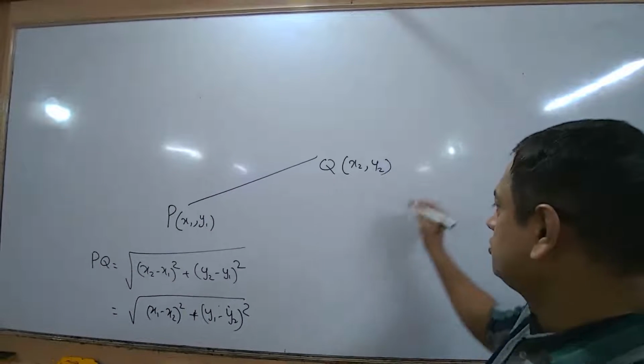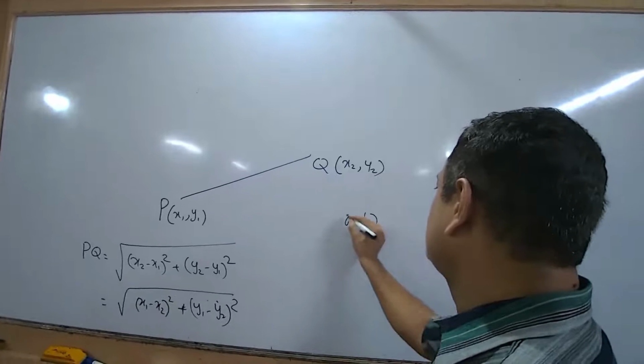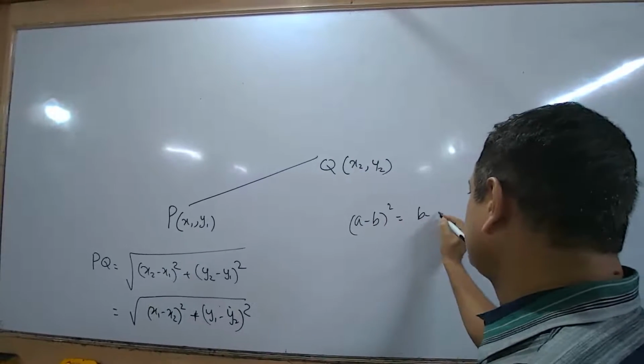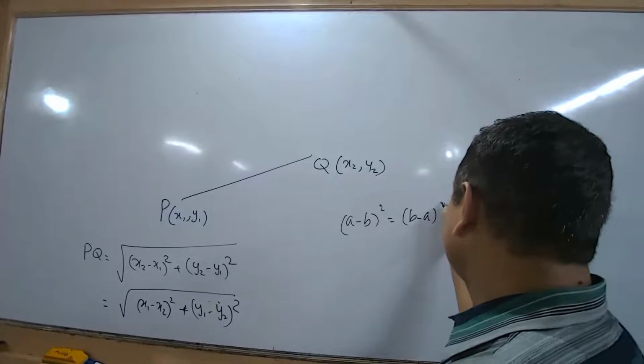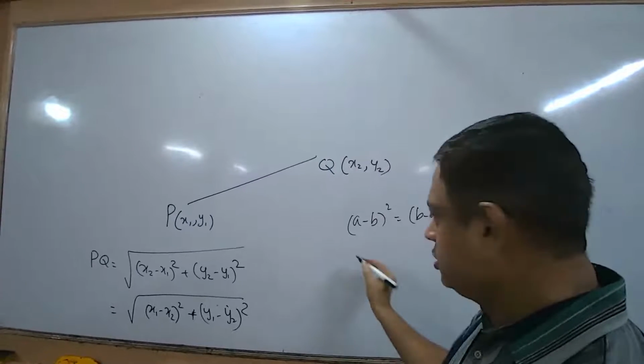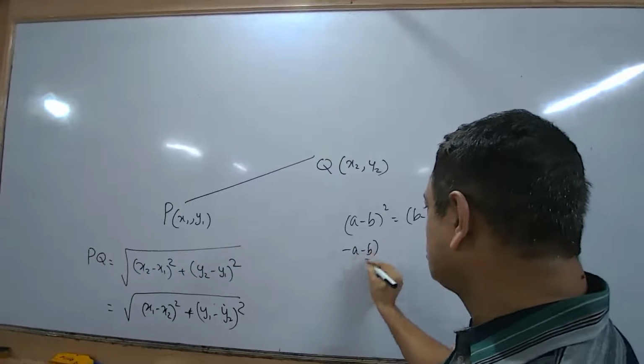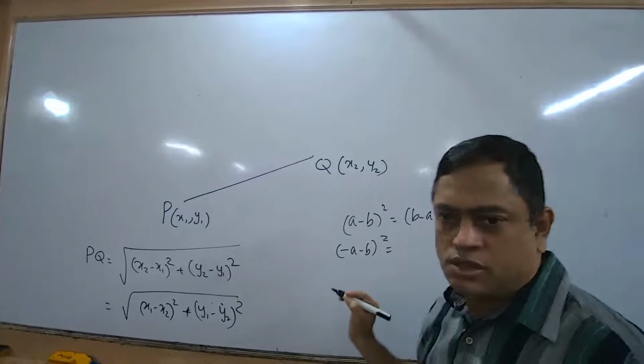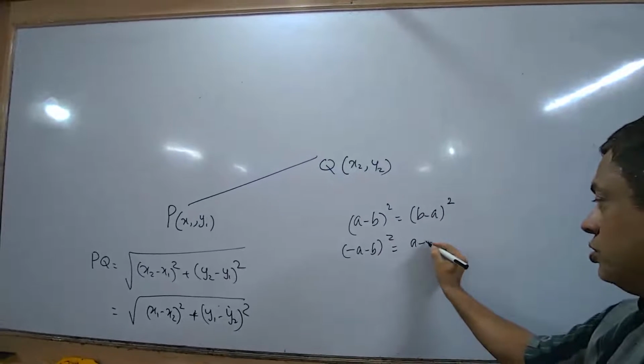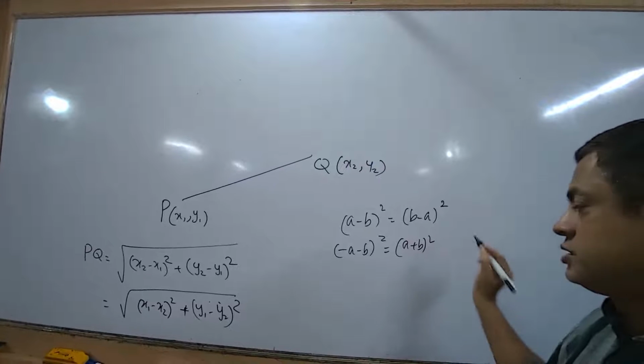Okay. Remember these forms. A minus B whole square is equal to B minus A whole square. Minus A minus B whole square will be same as A plus B whole square. Its application will come.